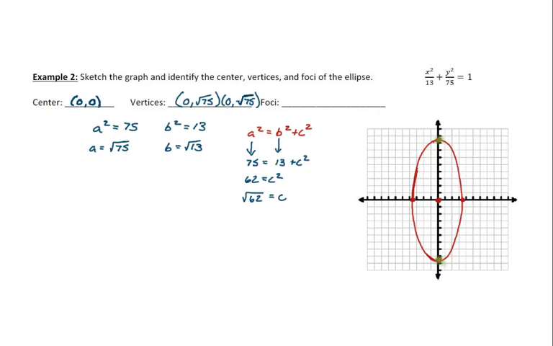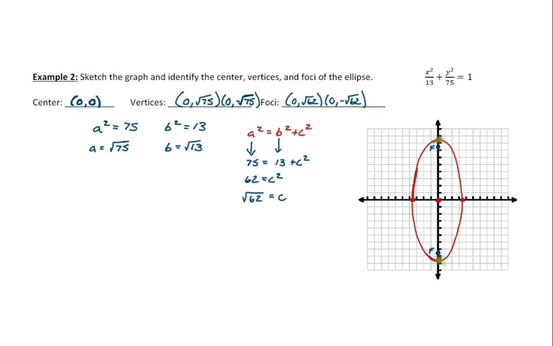It's actually really close to 8. So how do I graph it? Again, the foci should be in the same direction as the vertices, and in this case it would be above and below the center. So I'm going to go up just under 8 units in each direction vertically and plot my foci there. And then what the coordinates of those foci should be are (0, root 62) and (0, negative root 62).